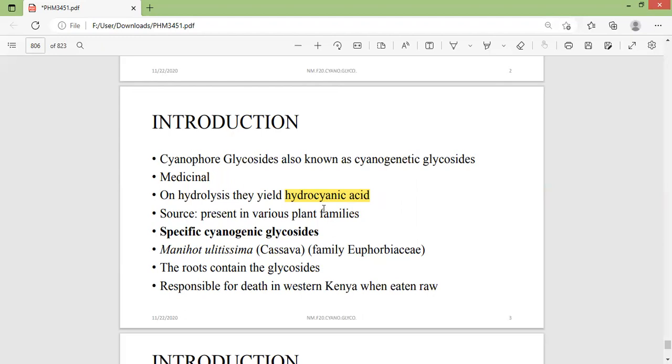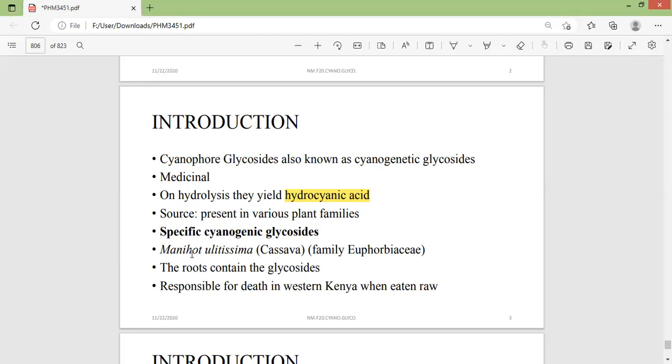Especially cassava. Now, cassava, I went through this stuff and I saw this is the only testable thing: that if someone eats raw cassava, they can die because of cyanide poisoning. Because cassava contains this cyanophore glycoside. Once they reach the acid environment in the stomach, they will yield hydrocyanic acid, which will be responsible for causing the cyanide poisoning.